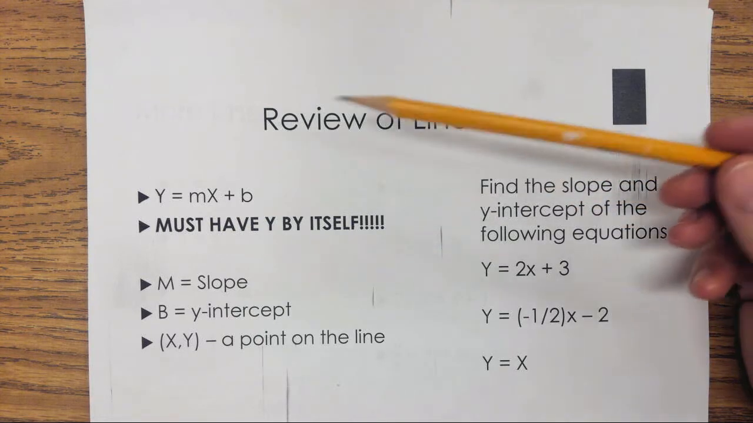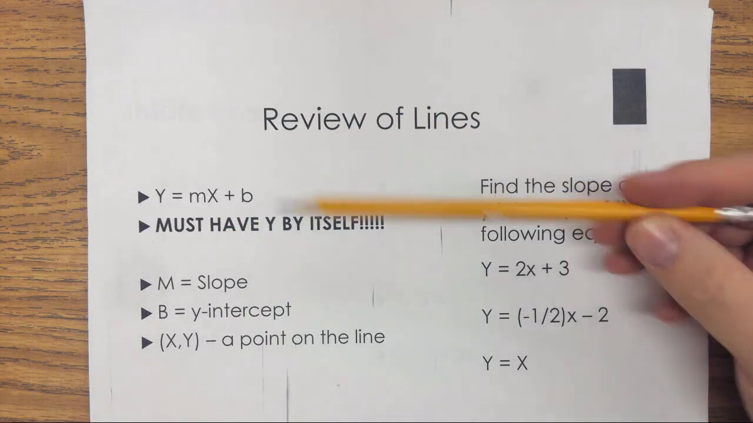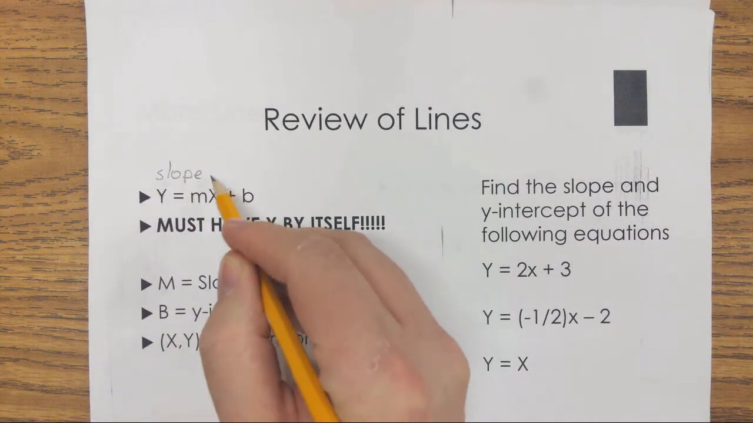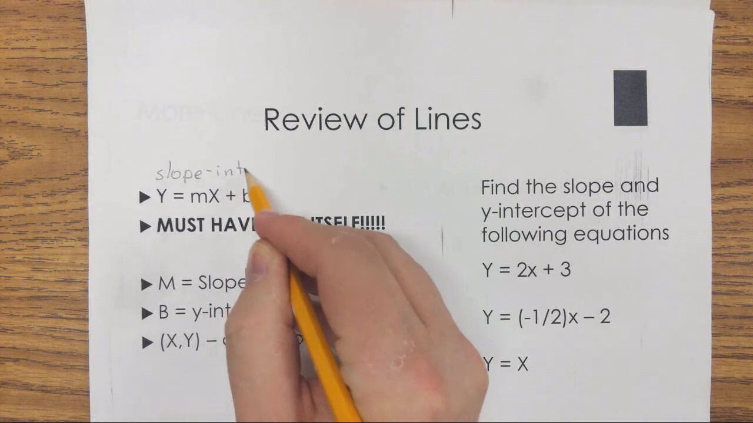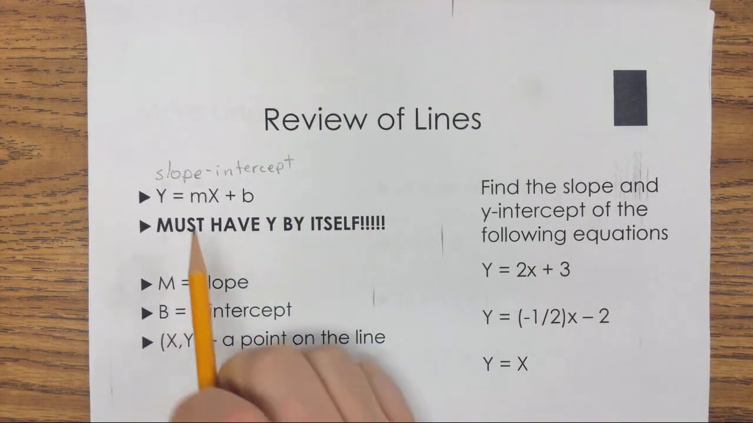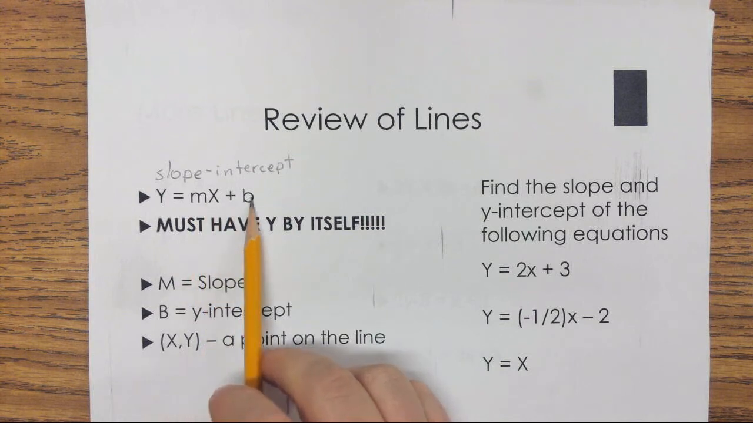So, here's the equation of a line. This is the slope-intercept form of a line. Slope-intercept. You might remember this. y equals mx plus b.